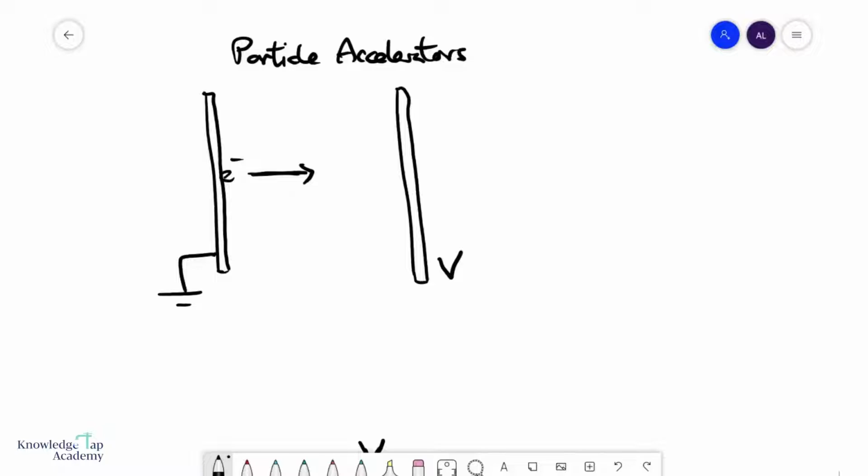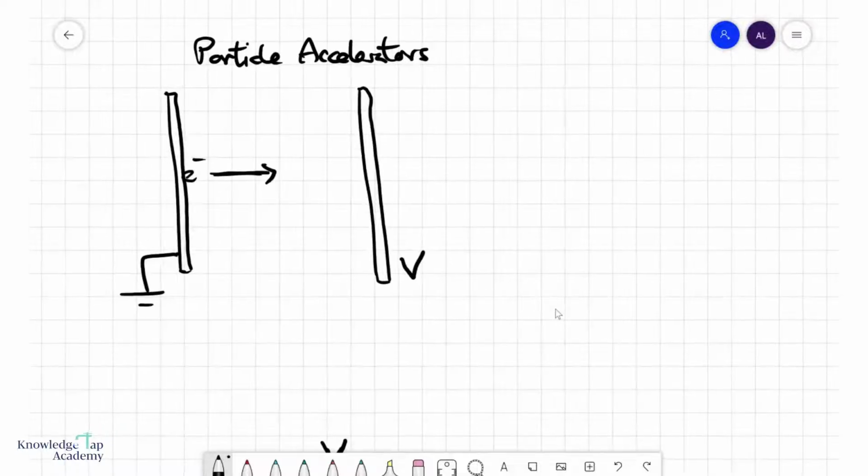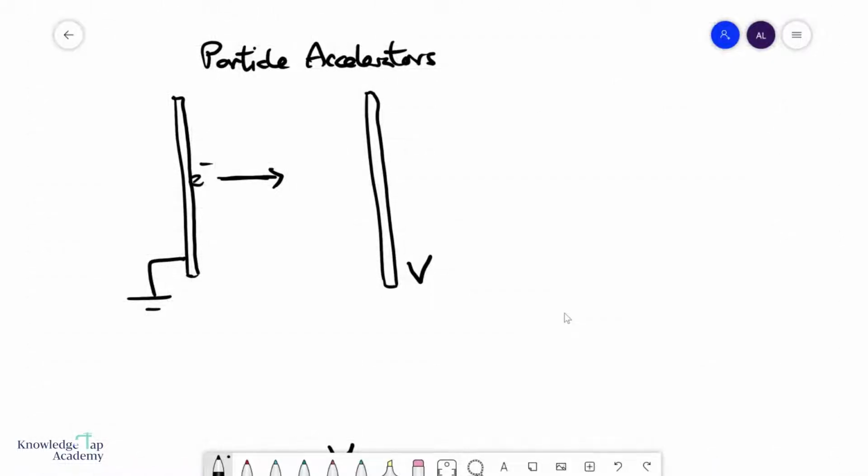Let us discuss some of the applications of parallel plates, and one of the most common ones is a particle accelerator. So what you see, I've got my two plates arranged as such, and I simply put in an electron over here. Of course this is zero, this is some positive potential, and so the electron would then experience an electric force that's going to accelerate it from one plate to the other.